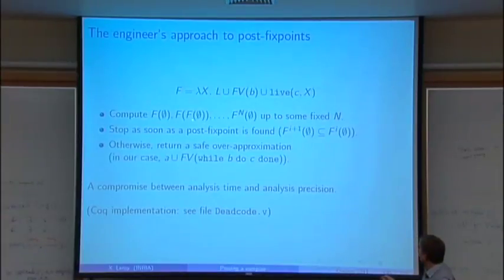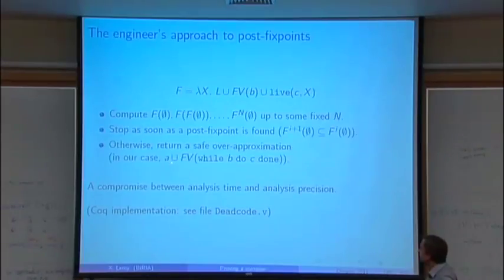Well, it starts like Tarski's. Compute f of bottom, which is the empty set. So f of the empty set, f of f of the empty set, up to some fixed number of iterations. If you find a post-fixed point in this sequence, some i such that this inclusion is met, then you have a solution, so you stop. Otherwise, you will return a safe over-approximation.